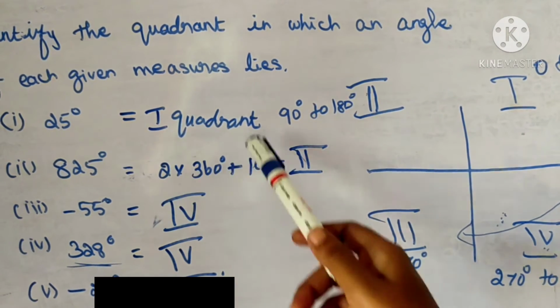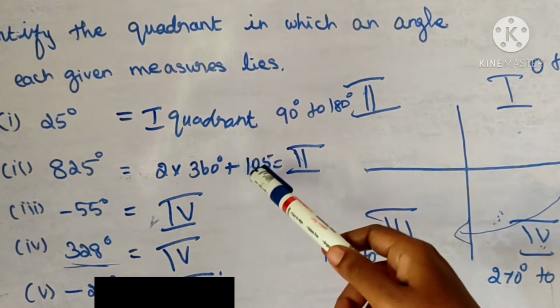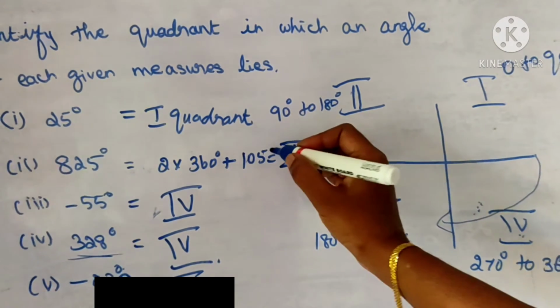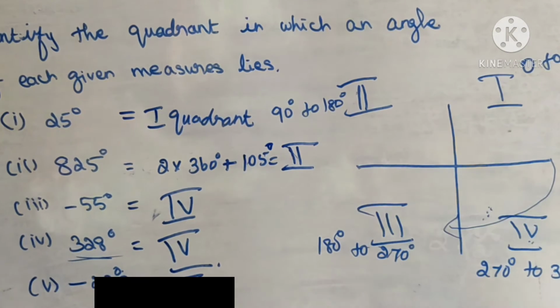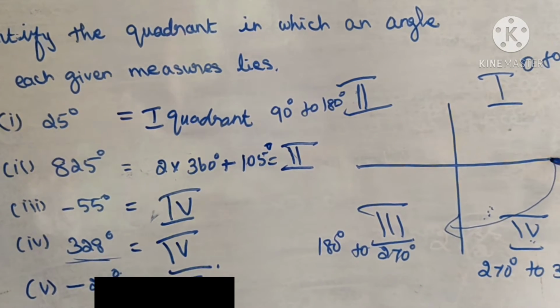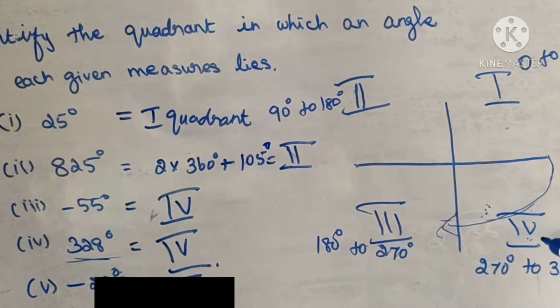825 degrees completed two rotations, 2 into 360 degree plus 105, the balance degree is 105, so 105 lies in the second quadrant. And minus 55 degree, you take the clockwise direction, minus 55 degree is in the fourth quadrant.